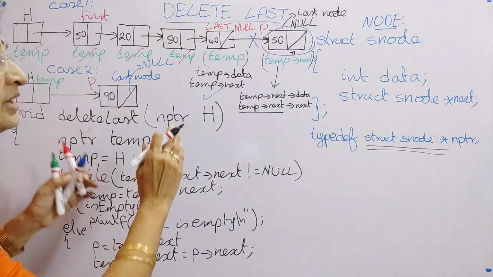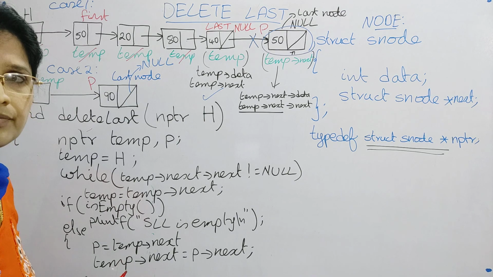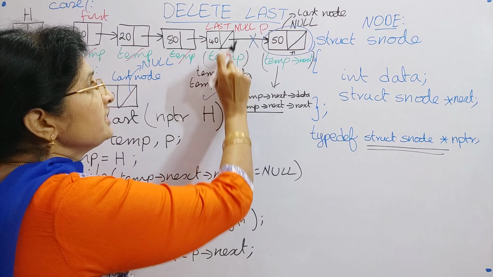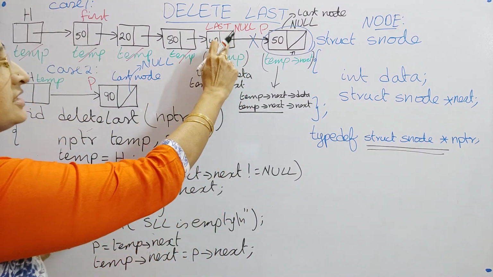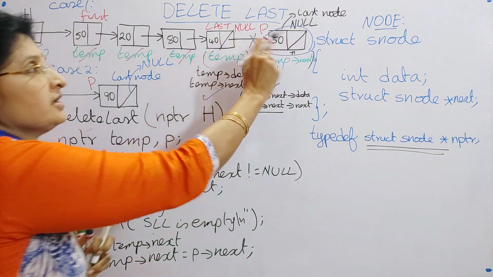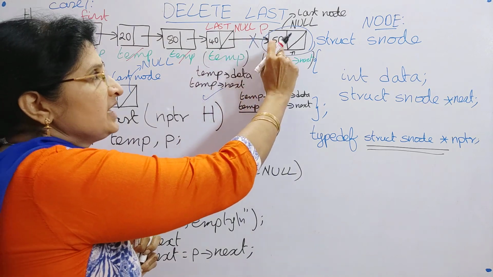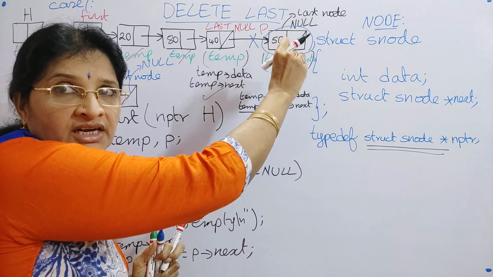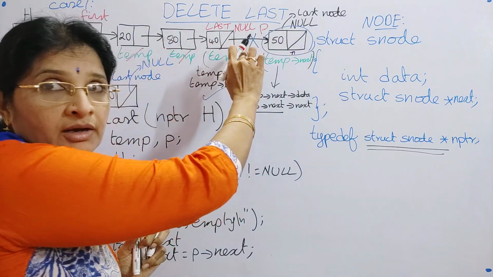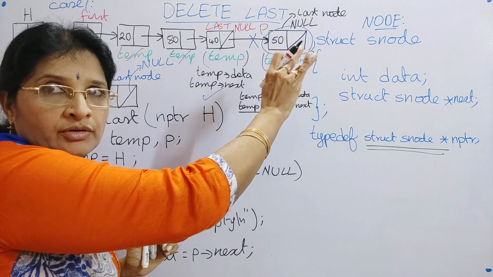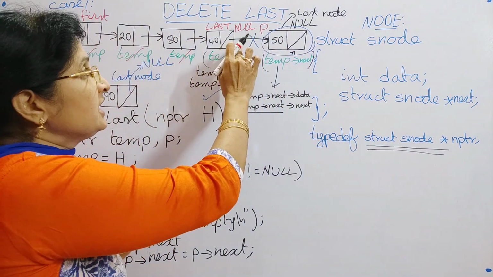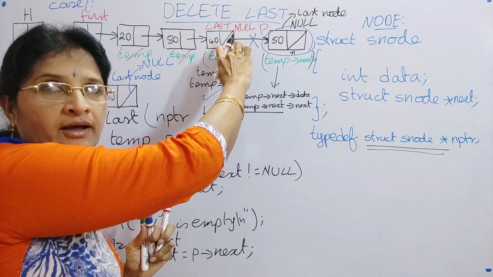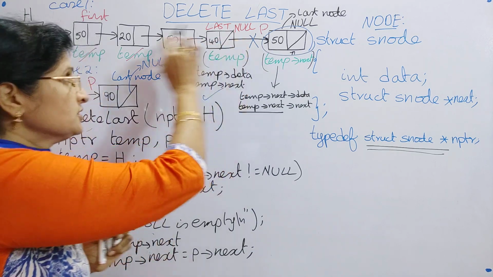Because you have placed the null there. So P next, that is your null, is placed at the temp next. So this link is broken. That link being broken means this node has been deleted from your linked list. Whenever you are traversing the linked list, it will stop here because null is placed at the last node. So now this becomes the last node. So this is for this case.